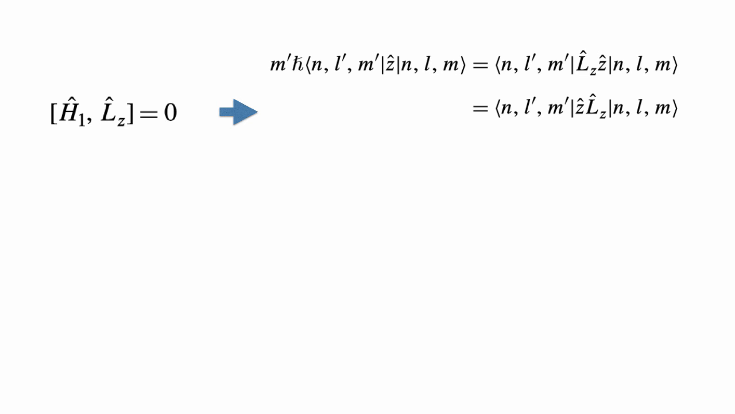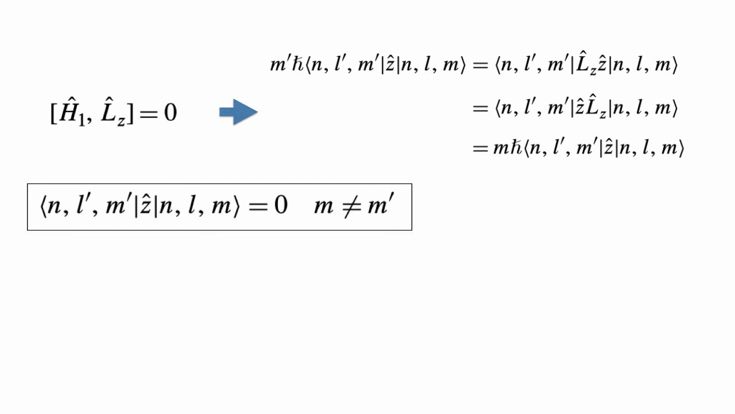So now I can apply Lz to the ket |n l m⟩, and I obtain mħ. Of course, mħ being a number, I can bring it out of this matrix element. And so I find that m'ħ times a number is equal to mħ times the same number. So clearly, the only way this can be true is if the term is equal to 0, unless m is equal to m'. So when m is different from m', this matrix element should be equal to 0.